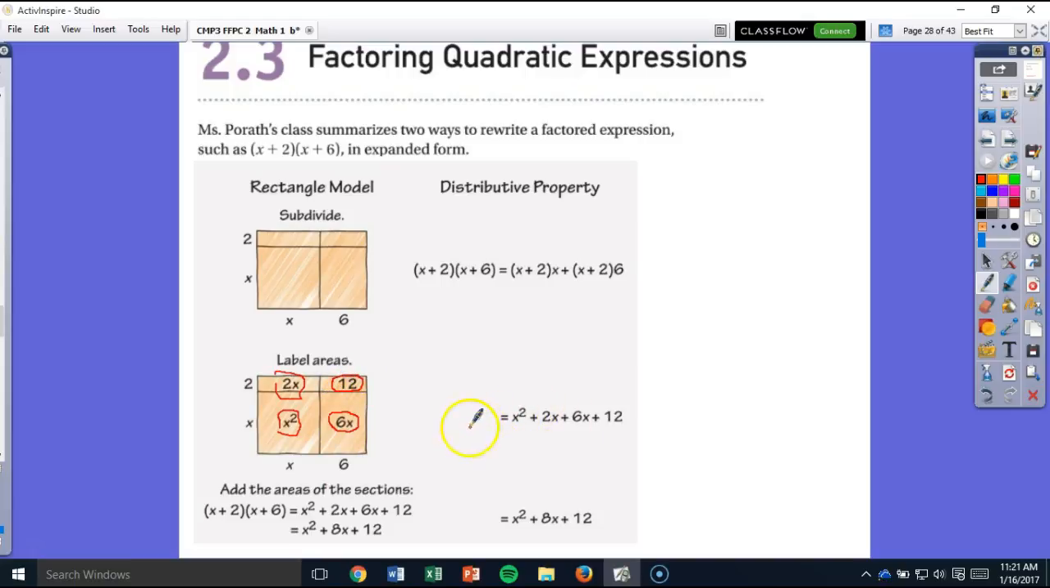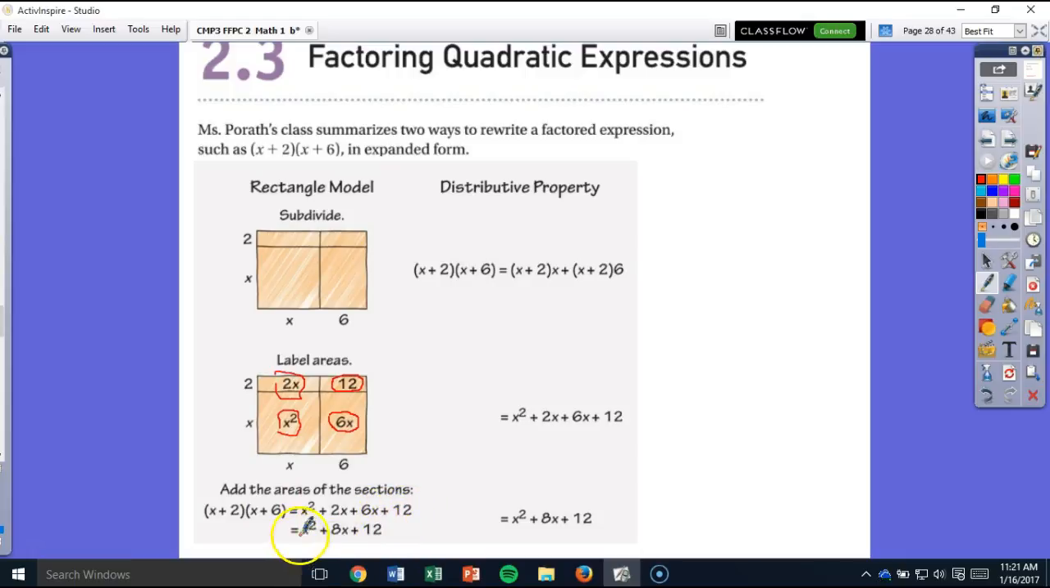So we have x squared, if you take all of these, we have x squared here, plus 2x here plus 6x plus 12 to get the area of our whole rectangle. So that's one way we can go about it, and combine like terms, we get x squared plus 8x plus 12. We can also take what we had up here, our x plus 2 times our x plus 6, and we can use our FOIL method to come up with x squared plus 2x plus 6x plus 12.